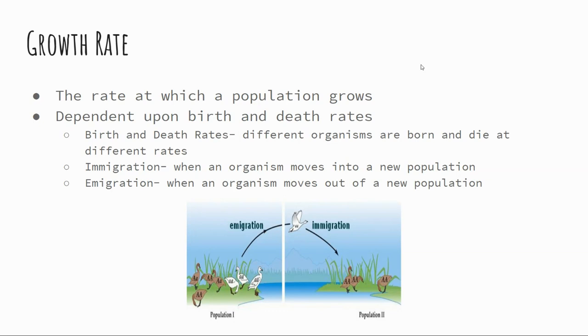Growth rate is the rate at which a population grows, and this depends on the birth rate in comparison to the death rate. Different organisms are born and die at different rates. You also have immigration and emigration, and how it's spelled is the difference between the meanings. Immigration with an I is when an organism moves into a new population, and emigration with an E is when an organism moves out of a population. So I in, E out.